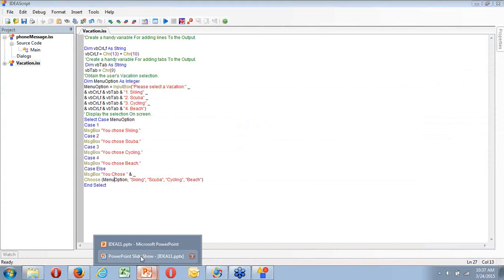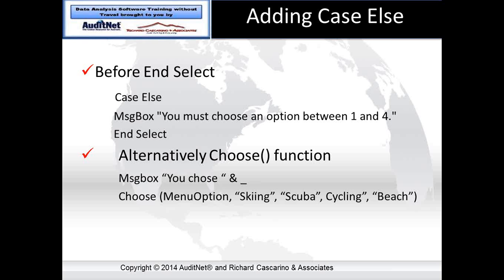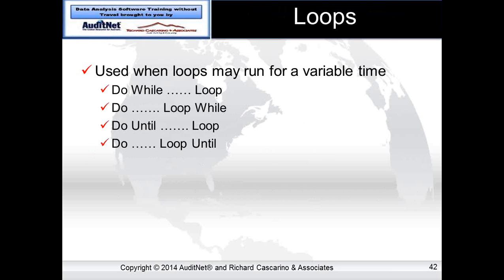Other choices or other things that we'll do with these is do loops. Now do loop can run for a variable length of time. So what I can say is do while x equals 1 and loop. And it will carry on looping until x does not equal 1. Or I can say do this loop while for a condition, or do until that go loop, or do something loop until a condition is met.